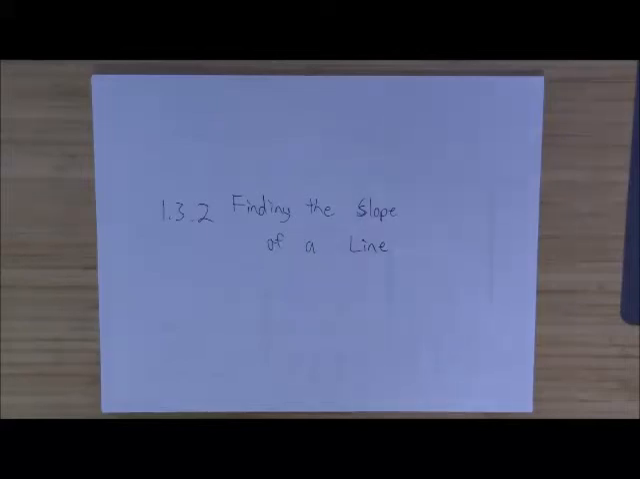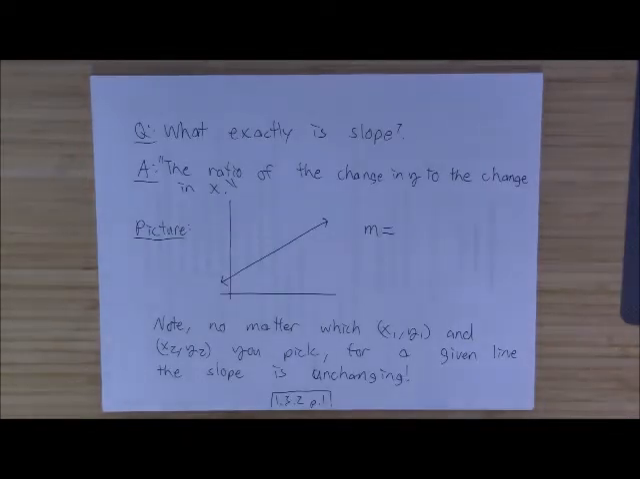In this video, we're going to talk about how to compute the slope of a line. So to begin with, what exactly is slope? The exact answer is, it's the ratio of the change in y to the change in x. Picture-wise, what are we seeing?